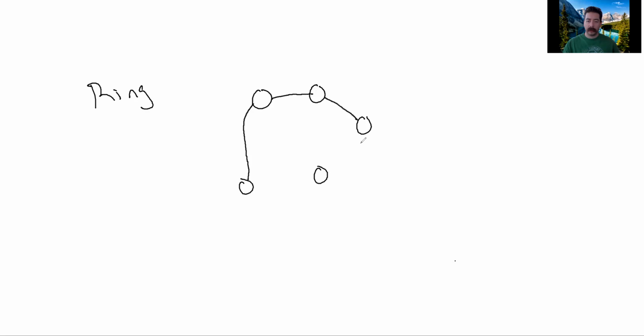Let's look at the ring topology. The ring topology has several hosts, usually drawn in a circle, and they're connected like so, one to the next, to the next, to the next. The key behind a ring topology is that the last one in line connects back to the first one, like this.